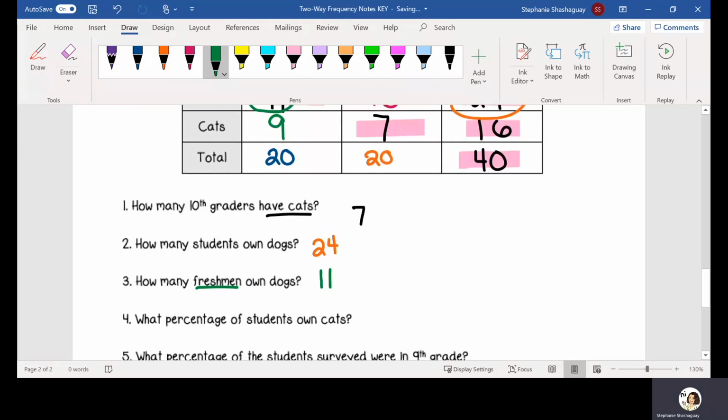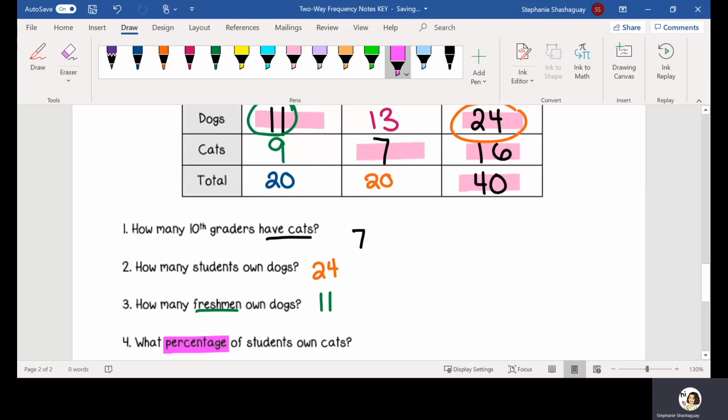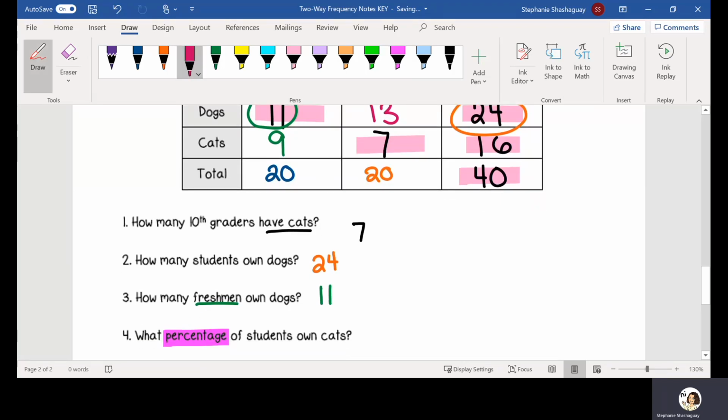What percentage of students own cats? So we want to know what percentage of students own cats. So I'm going to look at the total number of cats, and that's 16. So I need to do 16 over 40. Well, 16 over 40 is going to be equal to 27.5%, I believe. I will double check that on my calculator. But all I have to do is 16 divided by 40.